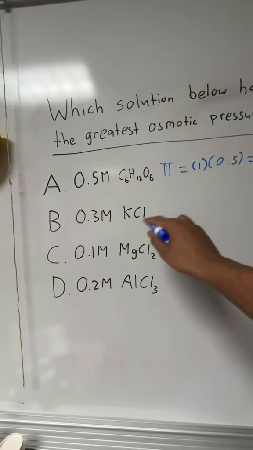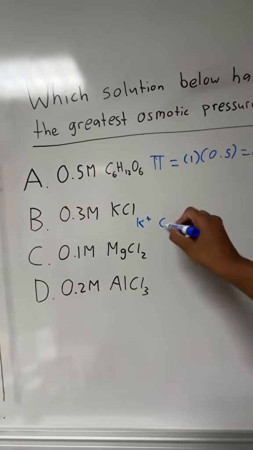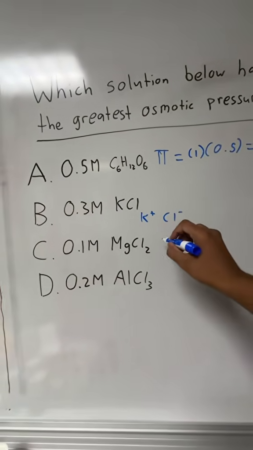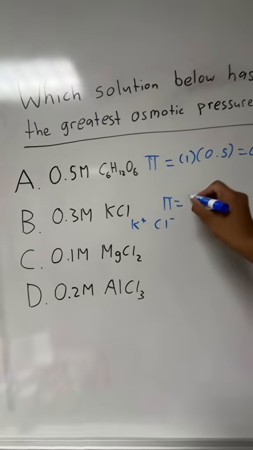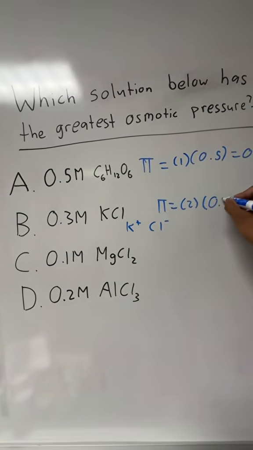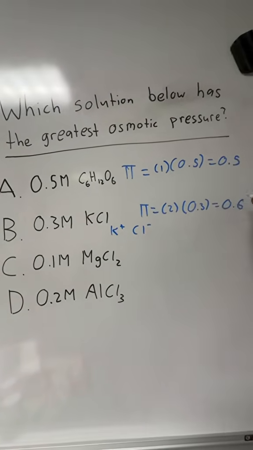The next one is KCl. This breaks up into K+ and Cl-. This is an ionic compound, so the van 't Hoff factor is going to be 2. So its osmotic pressure is going to be 2 times its molarity, which is 0.3. And then we get 0.6, once again times RT, whatever.